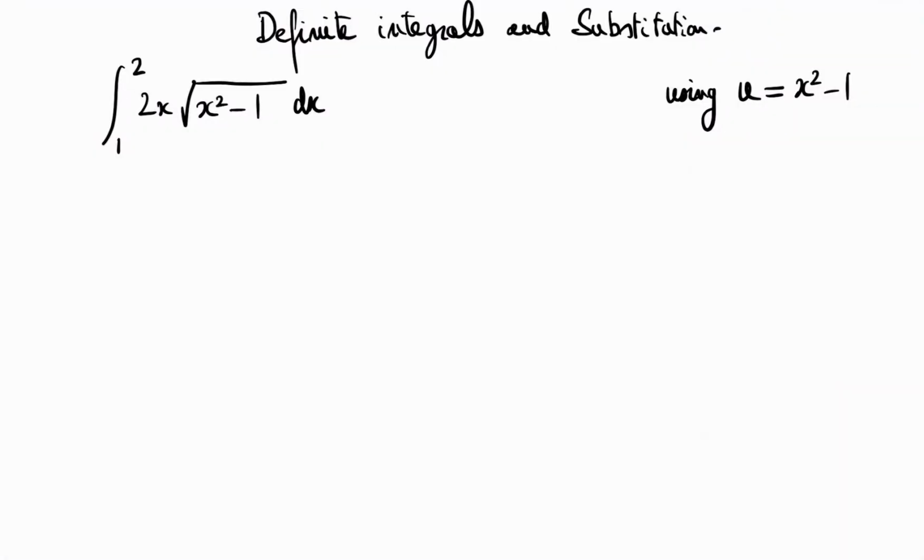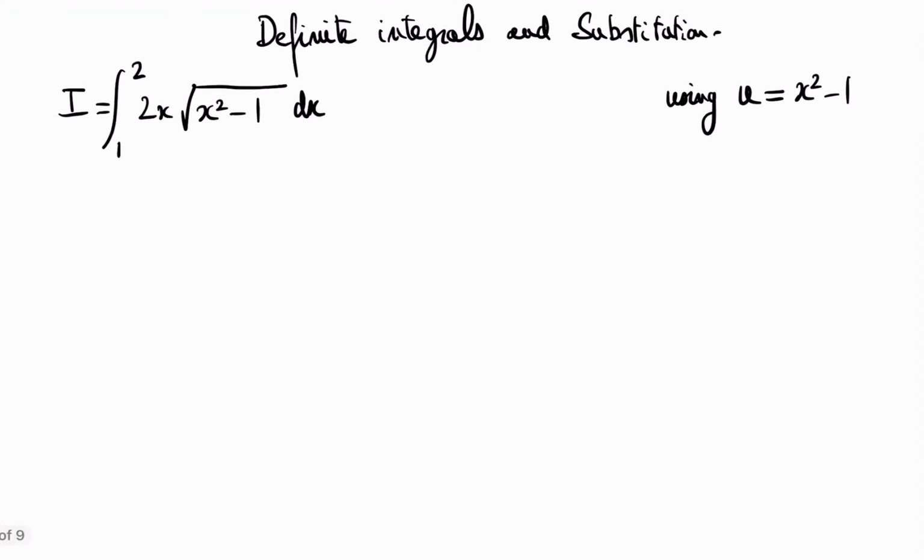After having used the method of substitution to find indefinite integrals, now we're going to apply that to definite integrals. Say, for example, we want to calculate this definite integral I, which is between 1 and 2 of 2x root of x squared minus 1 dx, and we need to use the substitution u equals x squared minus 1. I'll do the first method, and then I'll show you a shortcut.